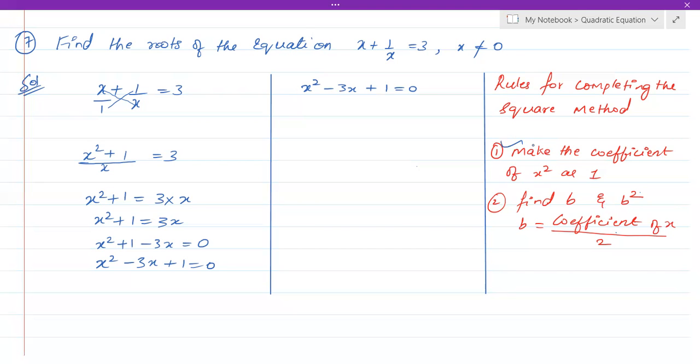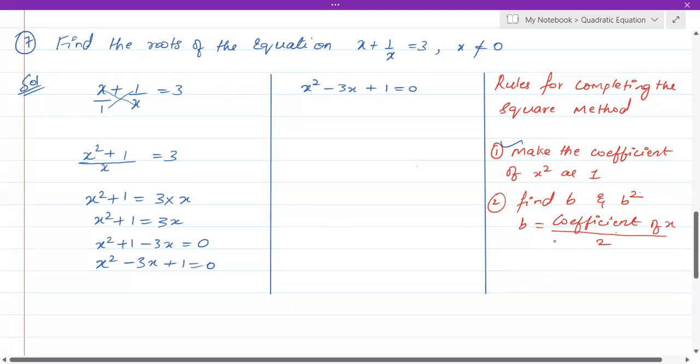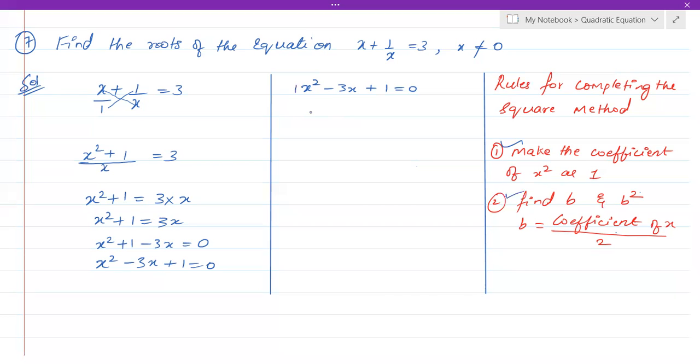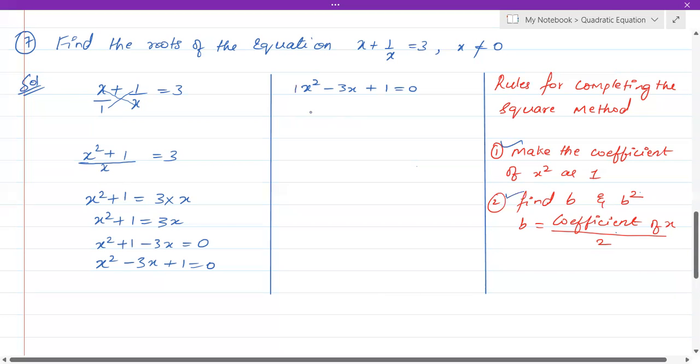Then we have to find the value of b and b square. What is this b? b is the coefficient of x divided by 2. Once you get b, if you square it, you will get b square. These are the two major steps that you have to follow. Here, the coefficient of x square is 1, so no problem. It is already 1. If it was not 1, we had to make it 1. Let's see that in the next problem, where the coefficient of x square is not 1, and see how to make it 1.